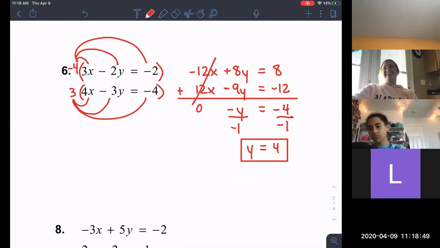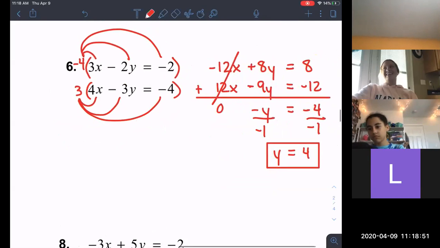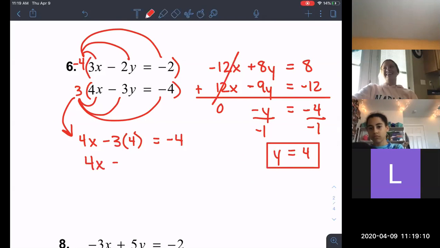But we're not done yet. We have to sub this back into either equation. This time I'm going to use the bottom equation just to show you it really doesn't matter. So we're going to do 4x minus 3y, and instead of y, we're going to put a 4 in there, equals -4. So we get 4x minus 12 equals -4. Add 12 to both sides.